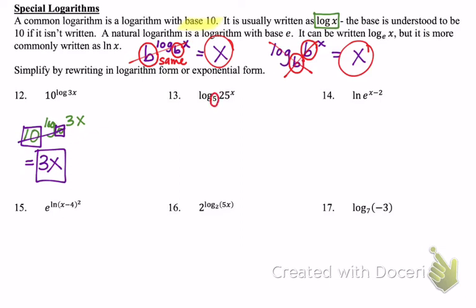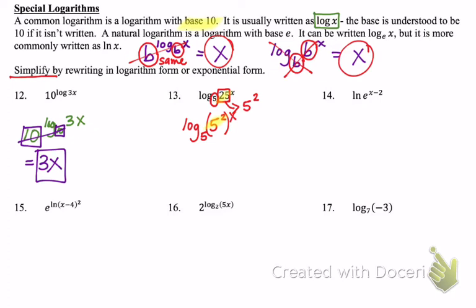If I were to simplify by rewriting it in logarithmic or exponential form, I have a base of 5, but I want to turn this 25 into a 5. So I'm going to rewrite this as 5 squared, because 25 equals 5 squared. So I'm going to rewrite this as log base 5 of 5 squared to the x. All I did is replace this 25 with 5 squared. That is all that I did.